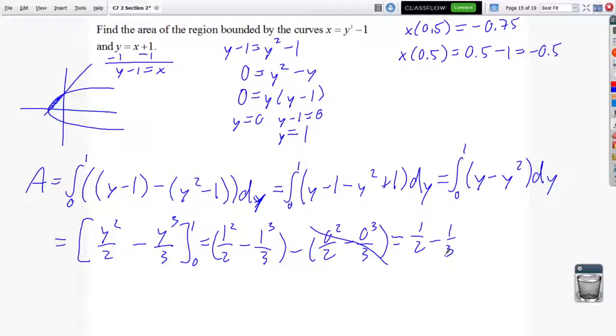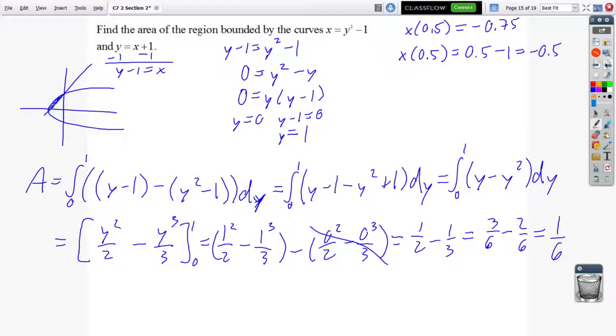And here's where I always suck. Common denominator 6. 3/6 minus 2/6 equals 1/6. We have an area of 1/6 in that little almond slice right there. Sweet.